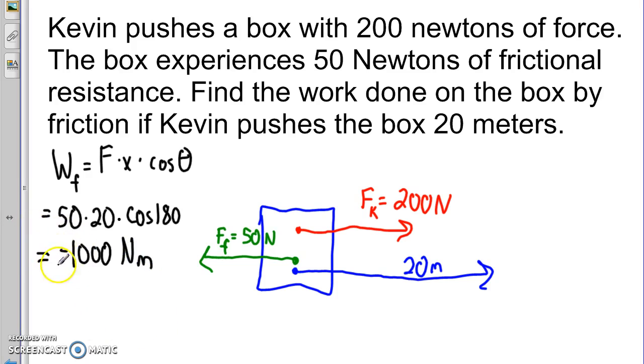Well, this is interesting, because I told you earlier that the work done by friction is a scalar. It's not a vector. So what does this negative mean? It doesn't mean direction now. It means something else. The best way I can describe it is that this negative work kind of means that the force is working against the total result. Basically, that force is making Kevin have to do more work than actually gets done, if you want to think about it like that.